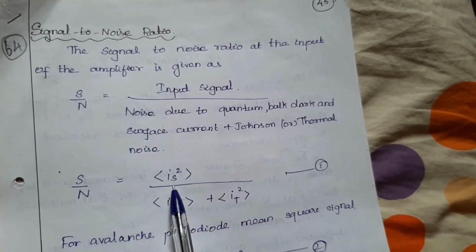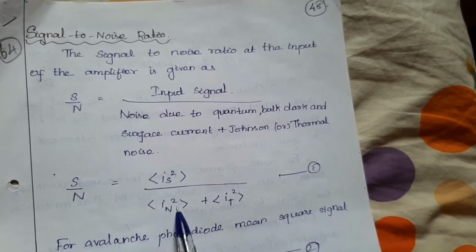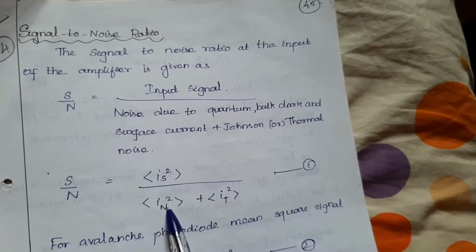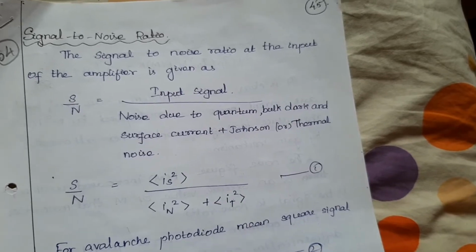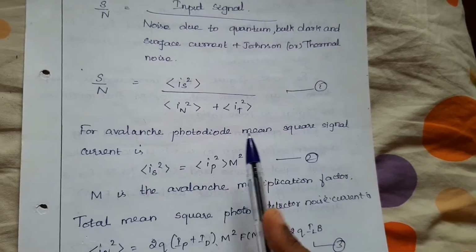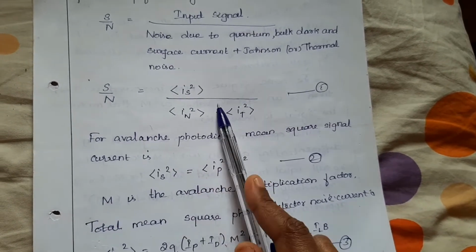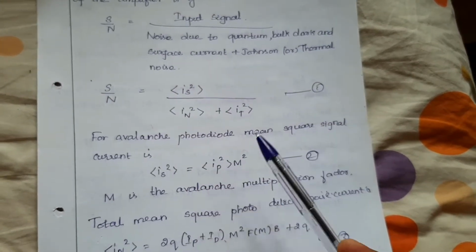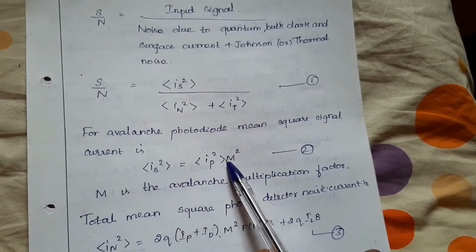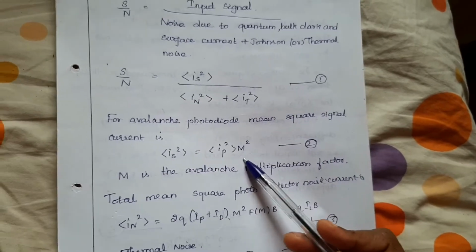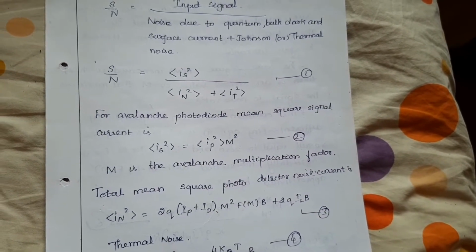So it can be written in this form: input signal, that is source current Is squared, divided by the noise current In squared. What are the noises? Quantum, bulk, dark and surface current noise, and another one is the thermal noise. For avalanche photodiode, the mean square signal current, that is the input signal current, is given by Ip squared into M squared. You know, in avalanche photodiode there is avalanche multiplication, so M is the avalanche multiplication factor.